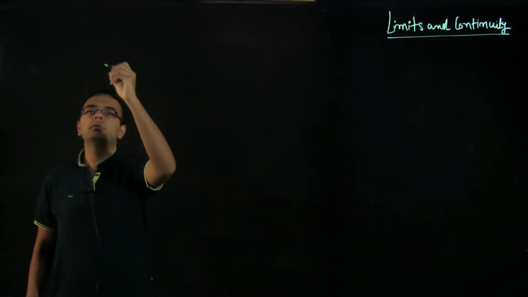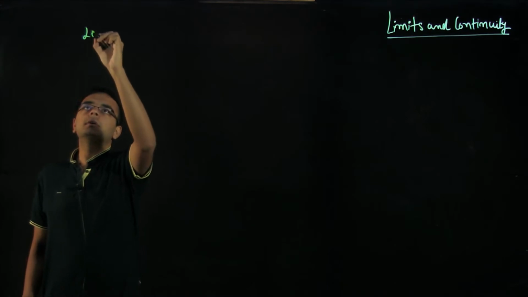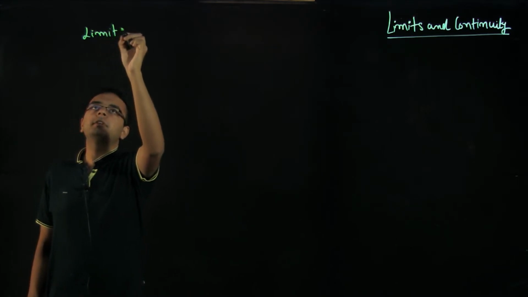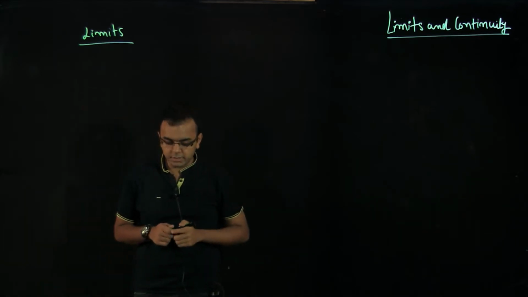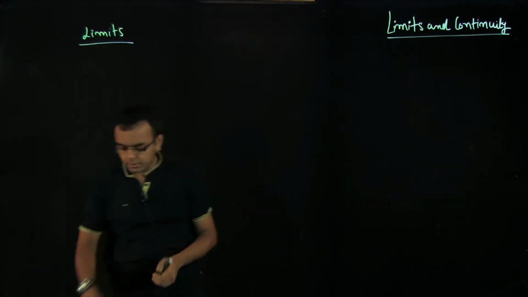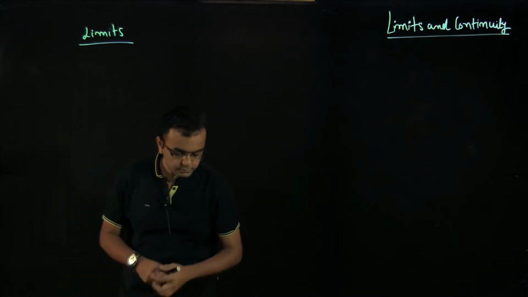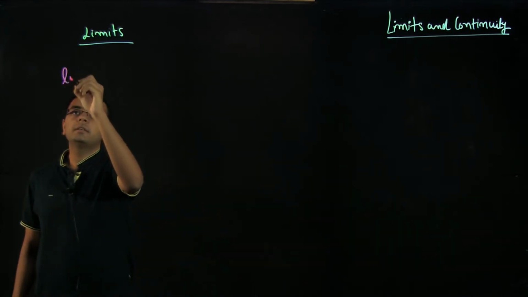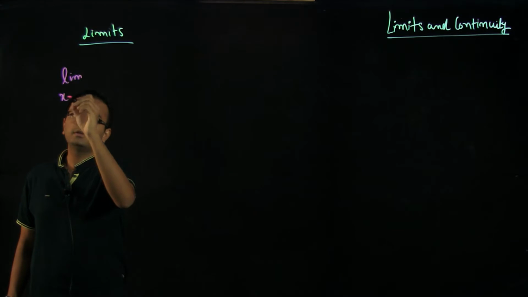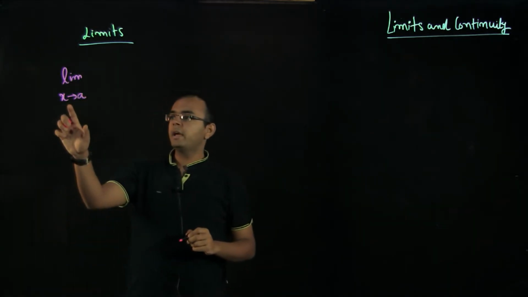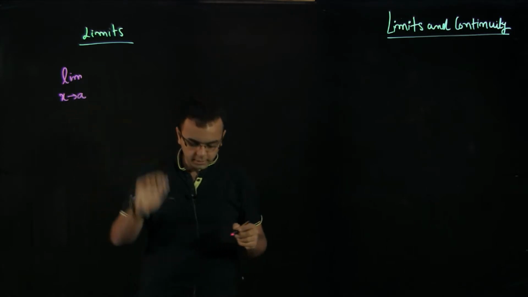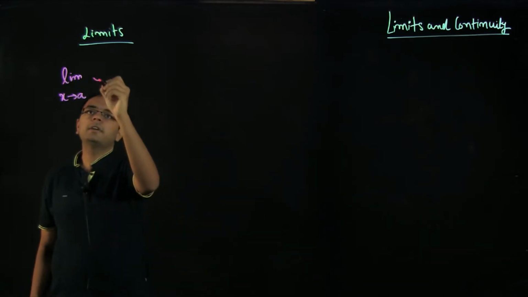So first I would like to go through a convention in limits, basically trying to explain what a notation means, because notations will be used heavily. So in limits, if you see something like this, limit x tends to a, this symbol x arrow a means x approaches a, and then we write f(x).